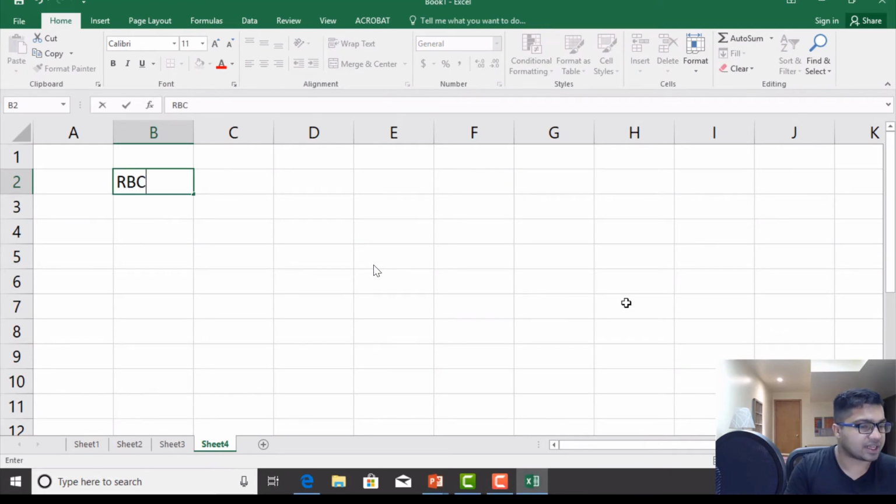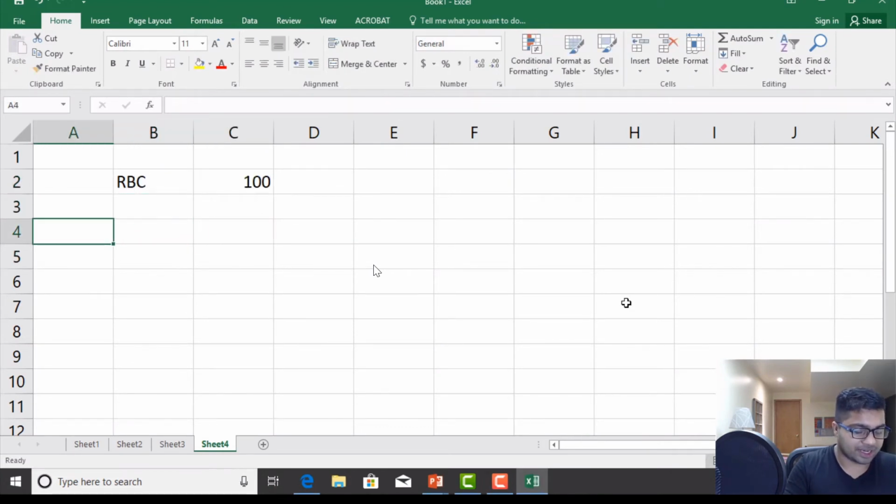Let's continue with that example. RBC was available at 100. So you are creating two split shares out of it. So RBC preferred and RBC capital.